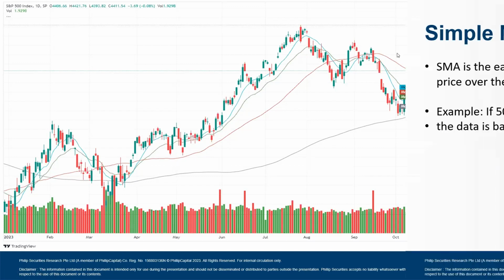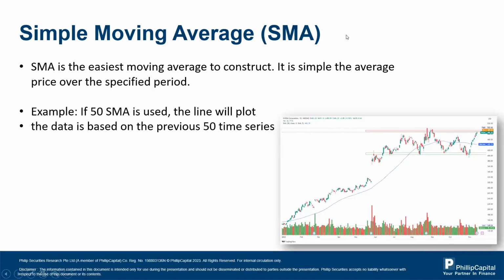Then moving forward, now we have the simple moving average. This one I will share. The simple moving average is basically the easiest way. Why easy? Because you divide accordingly. For example, you are using a 50 SMA, 50 simple moving average. The line that you see on this chart on your bottom right is basically based on the previous 50 time series.